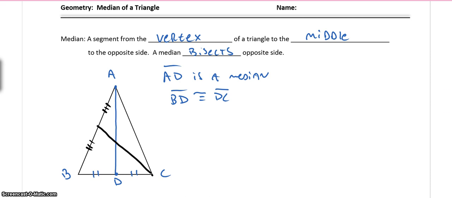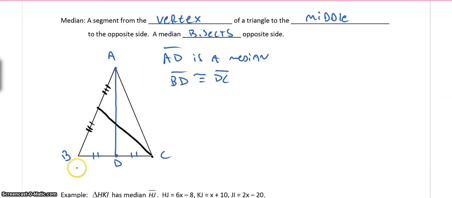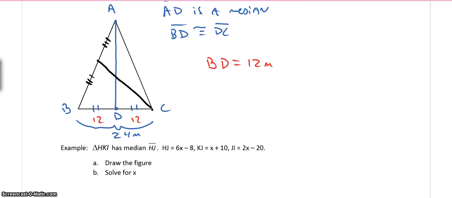Now, think about if I told you that BC was 24 meters long. Okay, BC is 24, and I said, what's the length of BD? Right. So if the whole thing's 24 and the point D bisects it, that means that we would have 12 and 12, so BD would be 12 meters long. Alright, so median bisects, cuts the other side in half. Let's see what our examples look like.